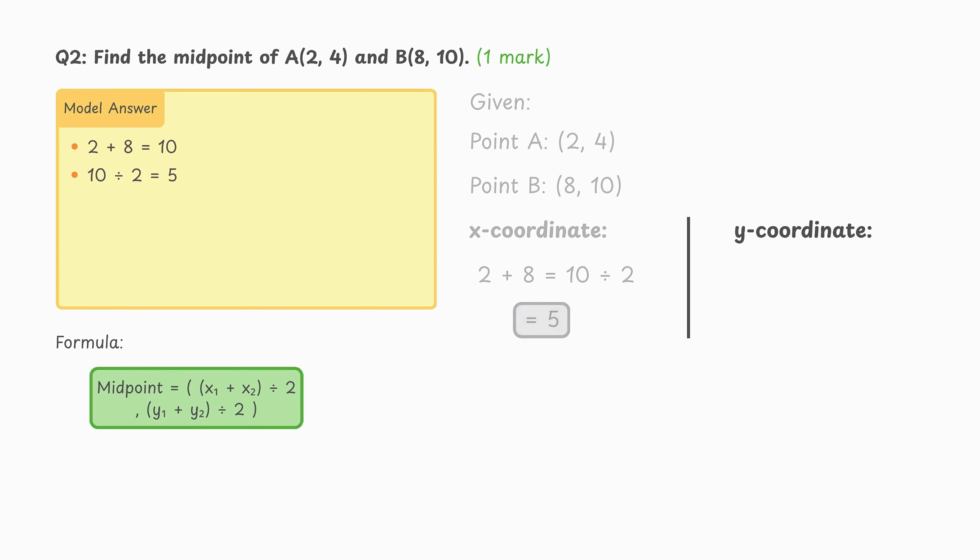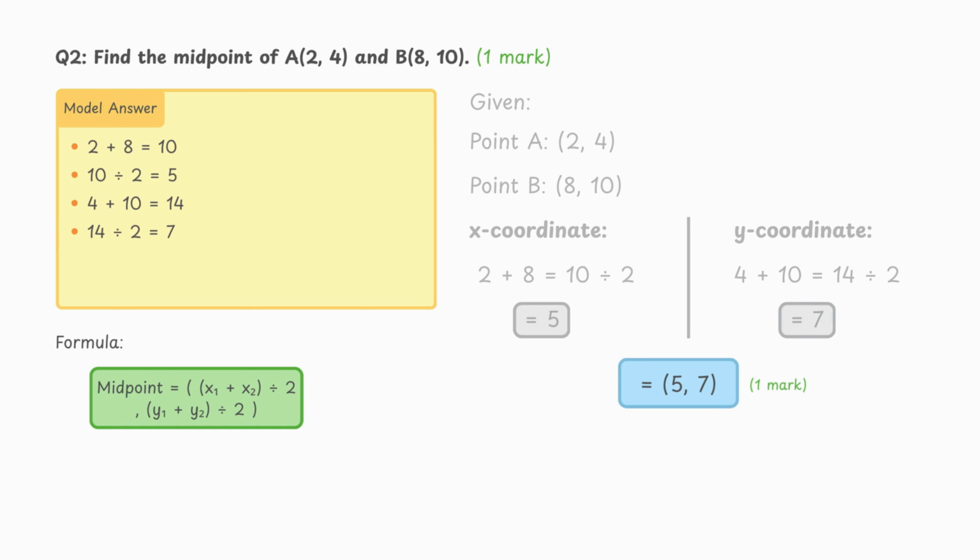Now let's do the same thing for the y-coordinate. The second number in each coordinate is the y-coordinate. For point A, the y-coordinate is 4. For point B, the y-coordinate is 10. Now add them together. 4 plus 10 equals 14. Then divide by 2. 14 divided by 2 equals 7. So the y-coordinate of the midpoint is 7. That means the midpoint is 5, 7. This is the coordinate exactly halfway between A and B.